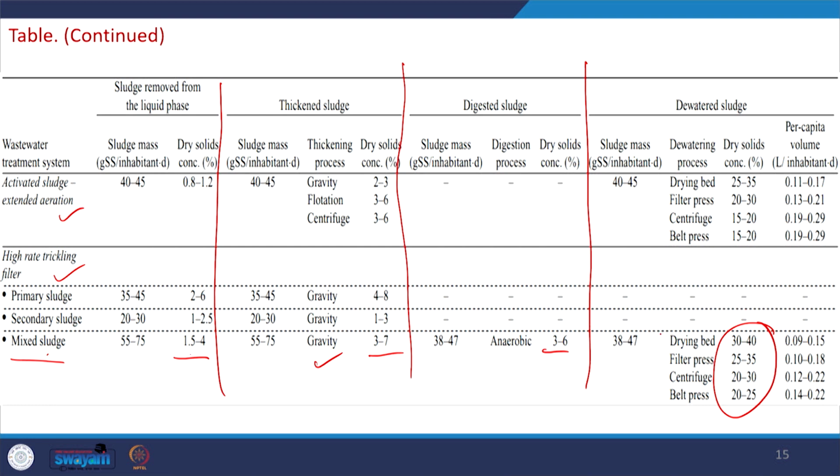So, it depends upon the type of drying that we use, whether drying bed, filter press, centrifuge or belt press. One thing which is not mentioned here is that depending upon the drying process that we use, the residence time, or the time it takes for drying, is different. So, that aspect is very important. Also cost is different. We will be discussing that later on, but here the idea is to show how the characteristics of the sludge change during various stages of its management.